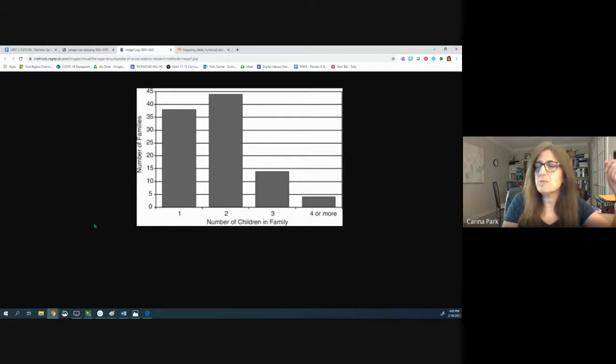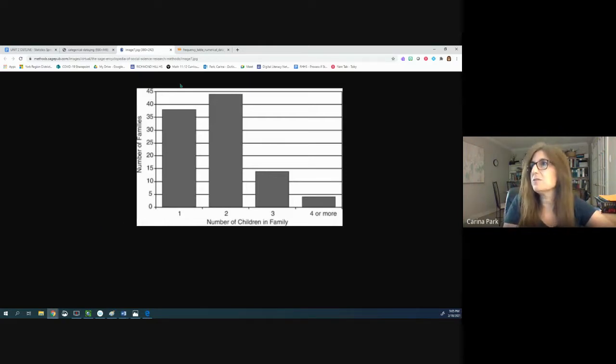Now, this one is called discrete data. So discrete data means those bars are separated because it's not possible to have fractions of children, right? We can't have 1.5 children. It doesn't make sense. So you've got a bar for one, a bar for two, a bar for three, and nothing in between. So the word for that is discrete.